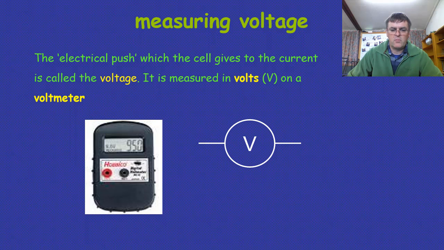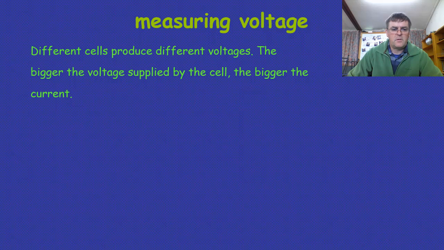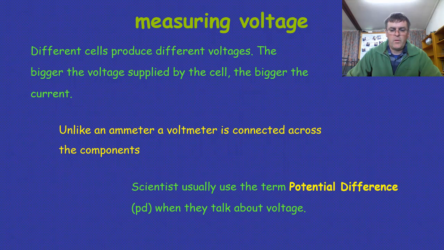There's the symbol, capital V, and it's a little bit different when we put this into the circuit. So more voltage, we're going to see that in the current carrying it around. It's connected across the components, so the voltmeter is connected in parallel across the components. We're sort of going to measure the energy before and after the component. Sometimes we call that the potential difference between before and after a component.